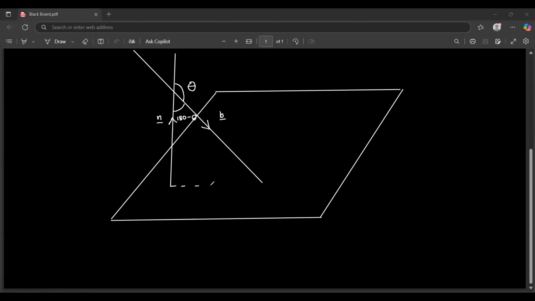If I connect this right angle triangle, this will be 90 degrees. So we know 90 plus (180 minus theta) plus alpha, because this is what we want to find, equals 180. So alpha equals theta minus 90 degrees. If the angle you find between the normal and the direction vector is obtuse, you have to use the equation alpha equals theta minus 90. Or else, if theta is less than 90 degrees, you can use alpha equals 90 minus theta.